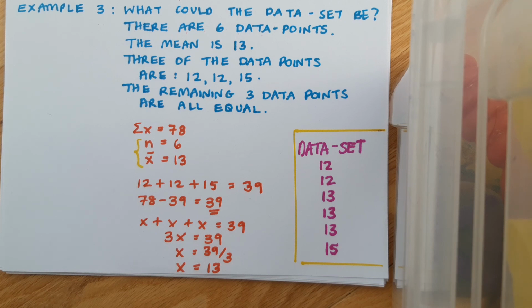For an extra little bit, find the mode and the median of this data set and find the range. Pause the video, check then and see if you're correct. In this case, the mode is 13, the median is 13, and the range is 3.